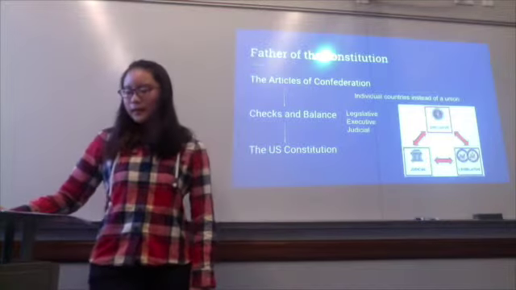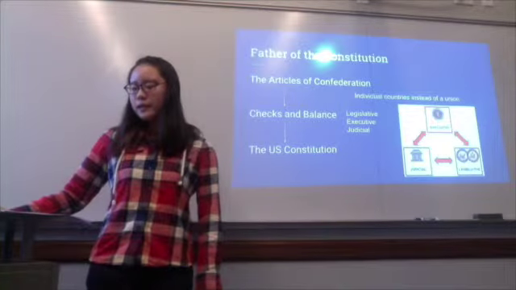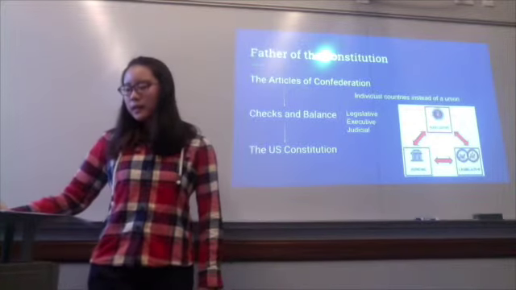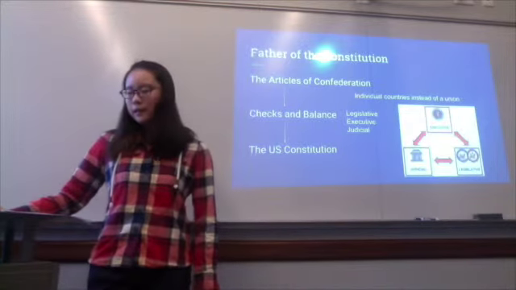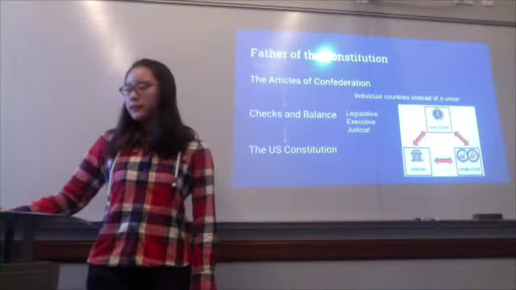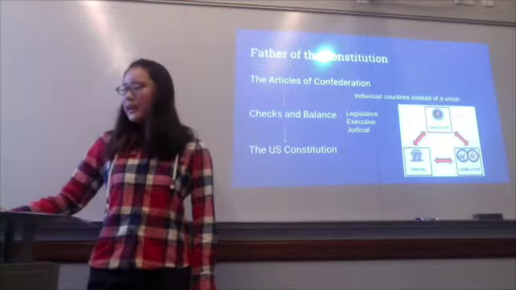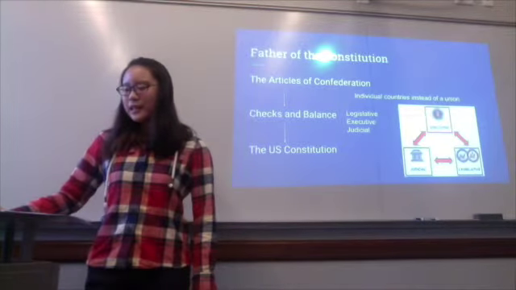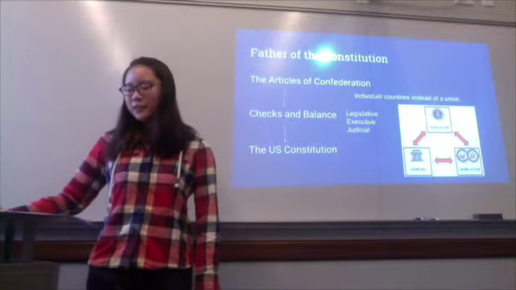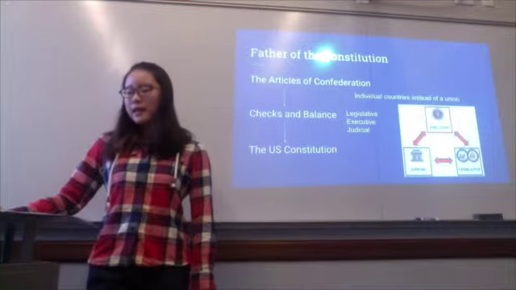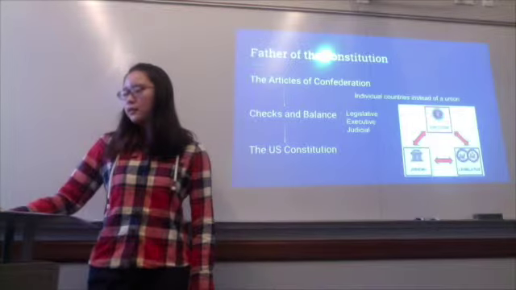So in 1787, the delegates from each state came together, and Madison was able to present his ideas in his Virginia Plan, which detailed that the government should have three branches: legislative, executive, and judicial. This plan formed the basis of the United States Constitution, and hence James Madison was called the father of the Constitution.